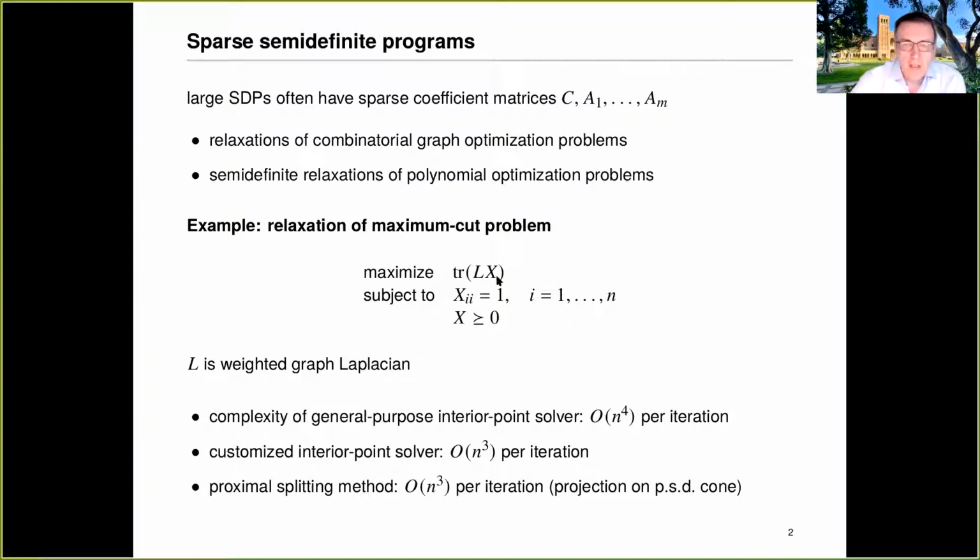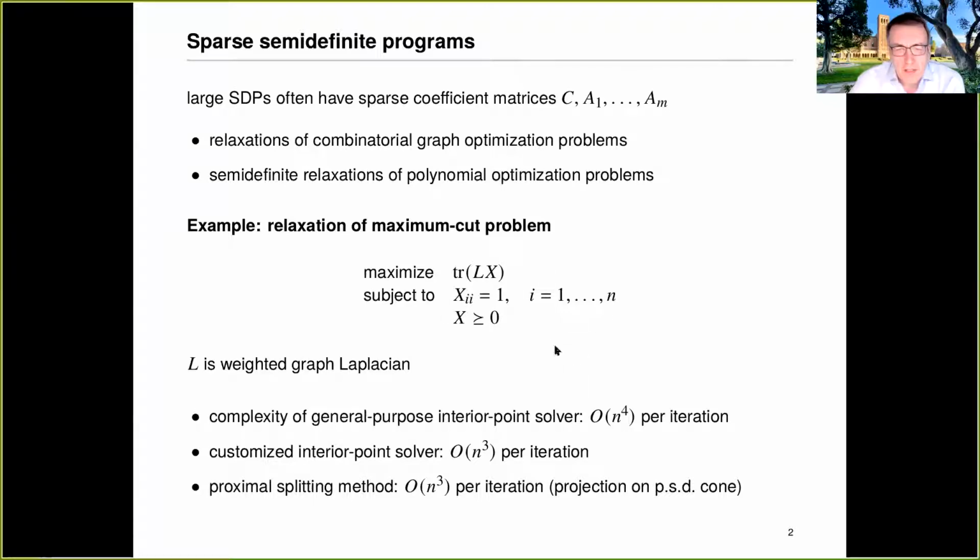So if you look at the max cut problem as the simplest example, then the objective, the equality constraint just involve the diagonal. You have n of them. The objective has the sparsity of the graph. So in this case, the complexity of a general purpose interior point method would be n to the fourth, because m is equal to n.